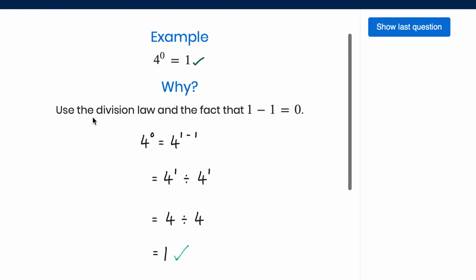We're going to be using the division law and the fact that 1 take away 1 is equal to 0. So 4 to the power of 0 is equal to 4 to the power of 1 minus 1. And using the division law backwards, we have 4 to the power of 1 minus 1 is equal to 4 to the power of 1 divided by 4 to the power of 1, which is just 4 divided by 4. And that comes to just 1. That's it. The answer is 1. 4 to the power of 0, or any other number to the power of 0, is just going to be 1.